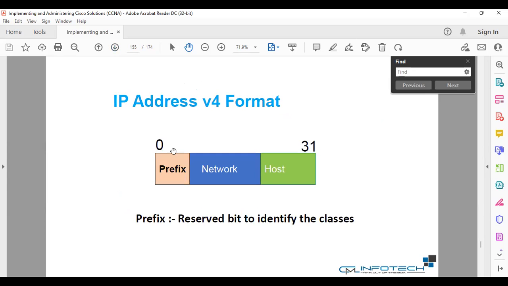Now, the whole IPv4 address has areas: one we call the network and one we call the host. The prefix is already included in the network. Therefore, we can say the IPv4 address has two areas, one called network and one called host, or we can say prefix, network, host. The prefix is built in with the network.